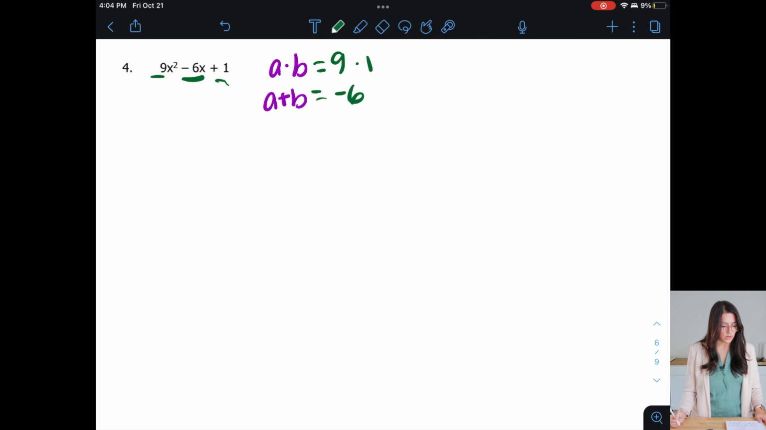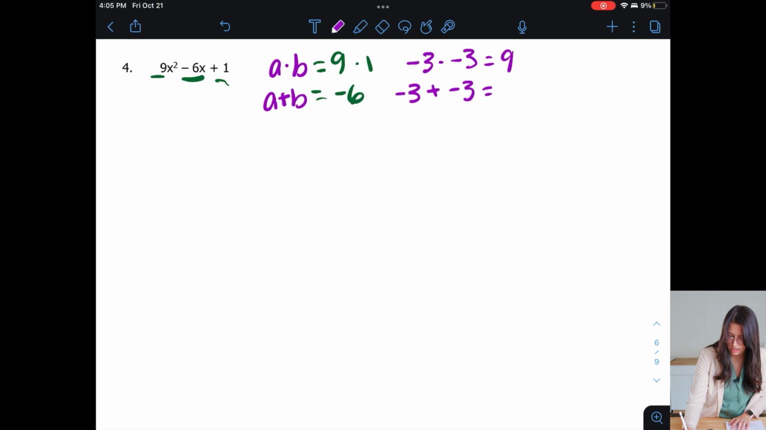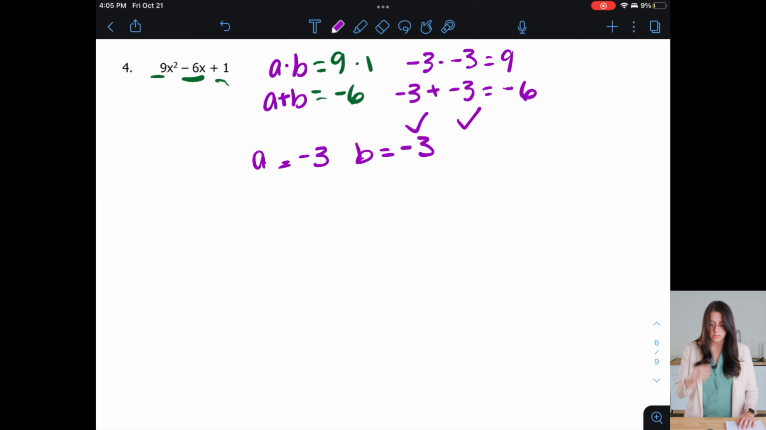Okay, now we need to find two numbers that when multiplied together equal 9 and when added together equal negative 6. So let's try negative 3 times negative 3 equals positive 9. And negative 3 plus negative 3 equals negative 6. So that checks out. So our new a is negative 3, and our b is negative 3. Now we can split up that middle x term.